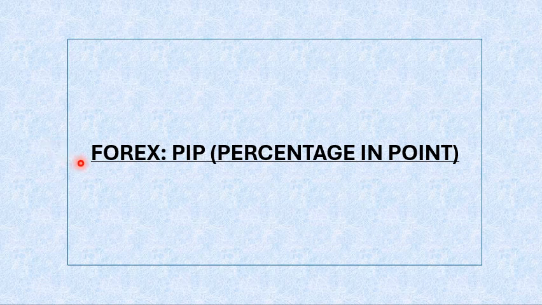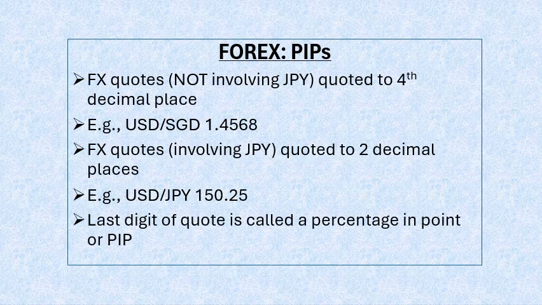Today we'll discuss the meaning of pips in Forex transactions. So let's get going. Forex rates are usually quoted to the 4th decimal place for pairs that do not involve the JPY. For example, the USD SGD can be quoted as 1.4568. Quotes involving the JPY are different as they are quoted up to 2 decimal places. For example, USD JPY can be quoted as 150.25.